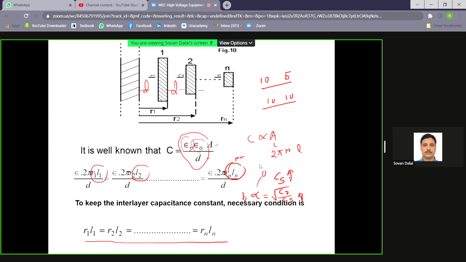Is it clear to all of you how we linearize the potential distribution along the transformer winding by trapezoidal winding? In the case of the trapezoidal winding, you have to maintain the product R into L constant. R is the radius of a particular layer, and L is the axial length of the nth layer. Is it clear? Yes, sir.